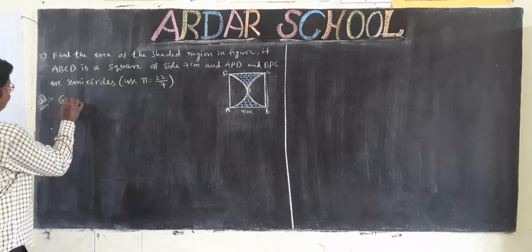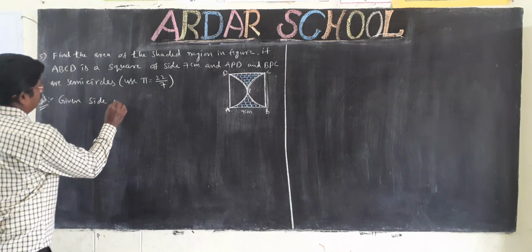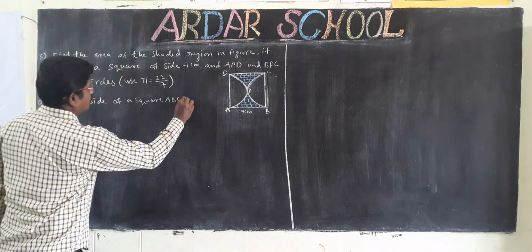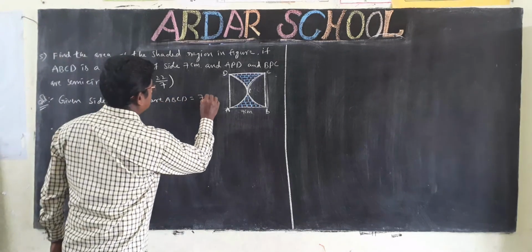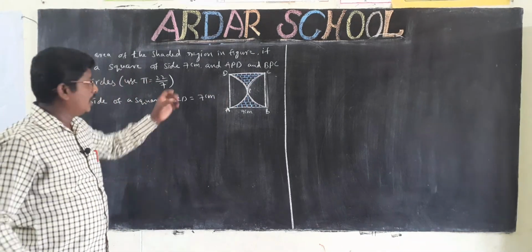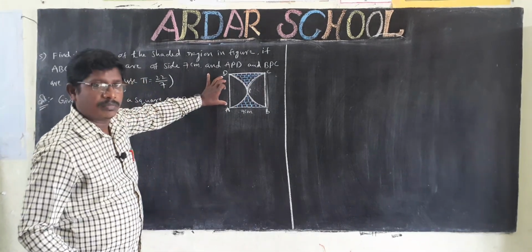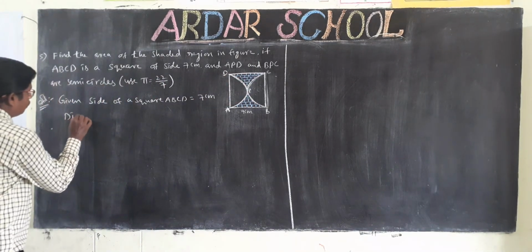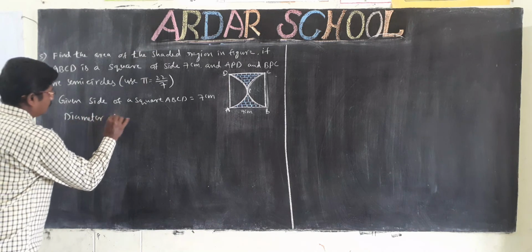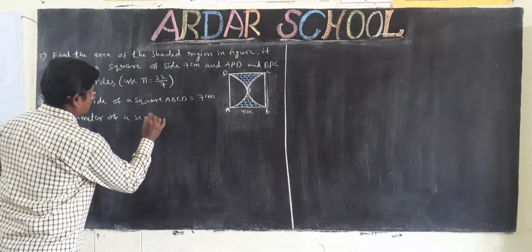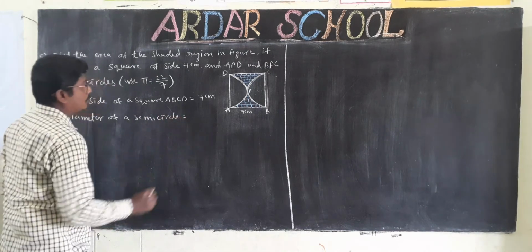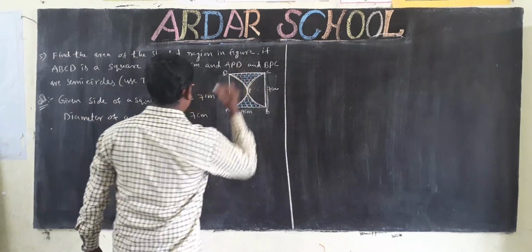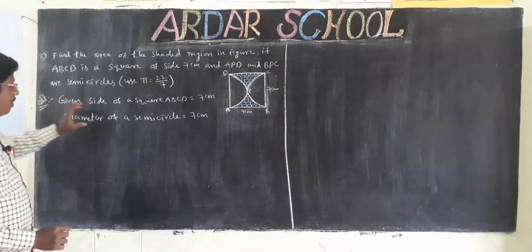Given: side of square ABCD is equal to 7 centimeters. This is also the diameter of a semicircle. So the diameter of the semicircle is also 7 centimeters. This is 7 centimeters, this is also 7, this is also 7. So this is the diameter of a semicircle.